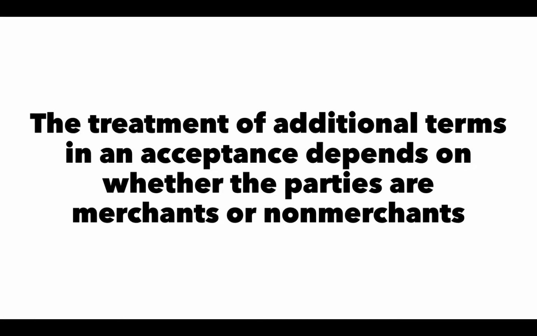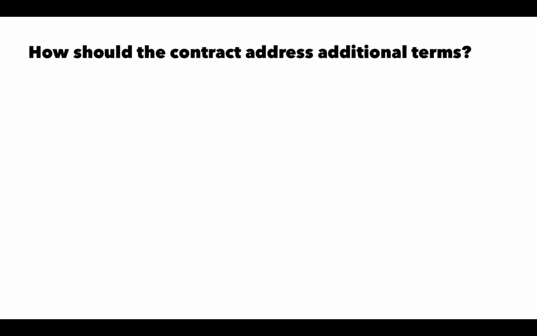The treatment of additional terms in an acceptance can depend on whether the parties are merchants or non-merchants. So how should a contract address additional terms? When do they become part of the contract, when do they invalidate the contract, or when are they in the contract but not relevant because we're only going to enforce the terms that were agreed upon.